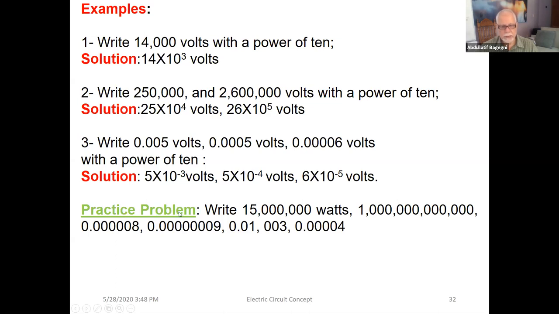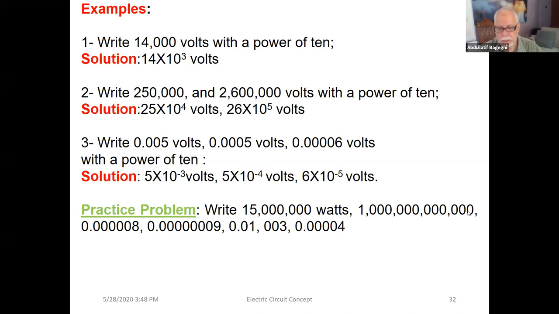Okay, here's the practice problem. Write down these numbers. This is watts. To write this number here, 15 million, we count again how many zeros we have. We have 6 zeros, so it would be 15 times 10 to the power 6. It's not minus 6 because this is larger than 1.